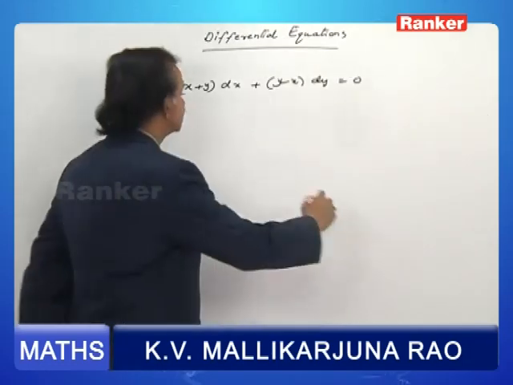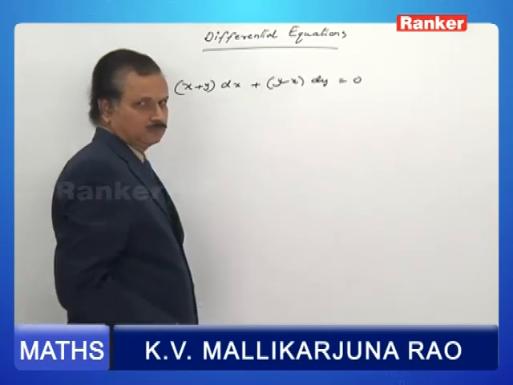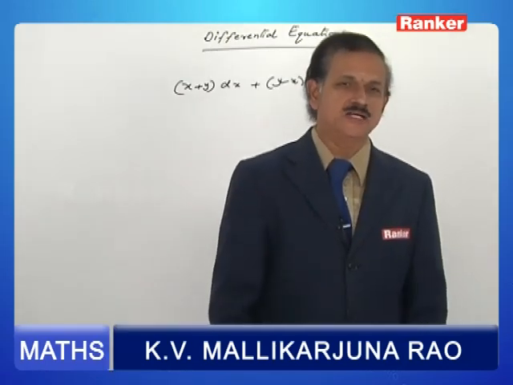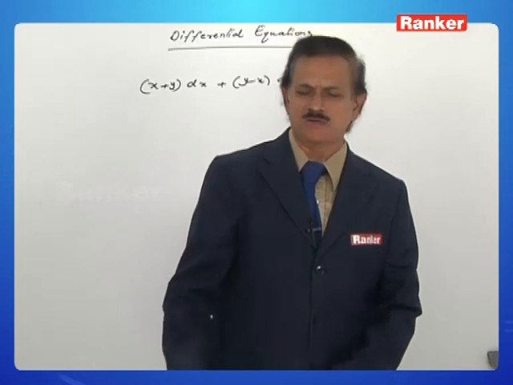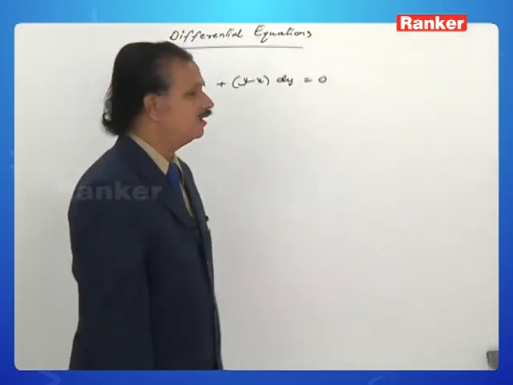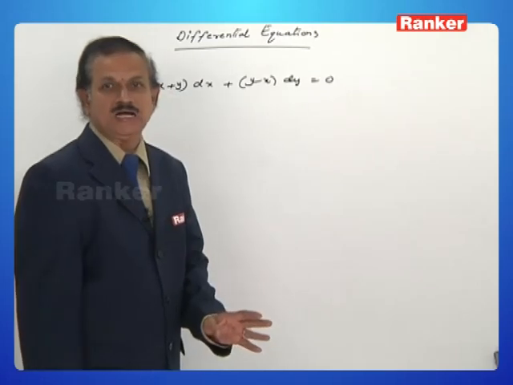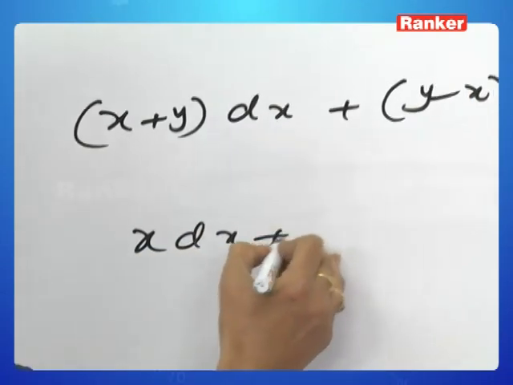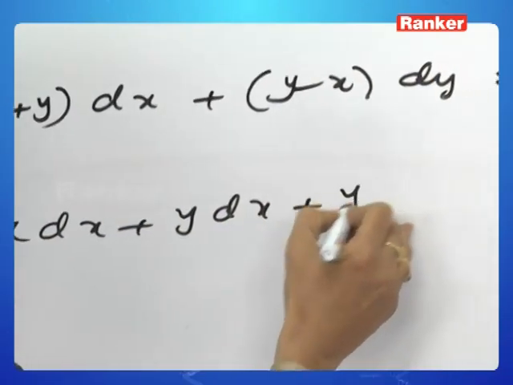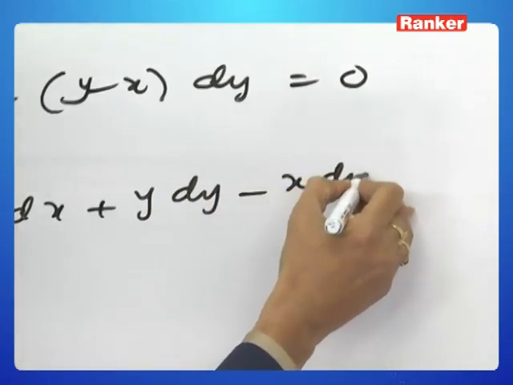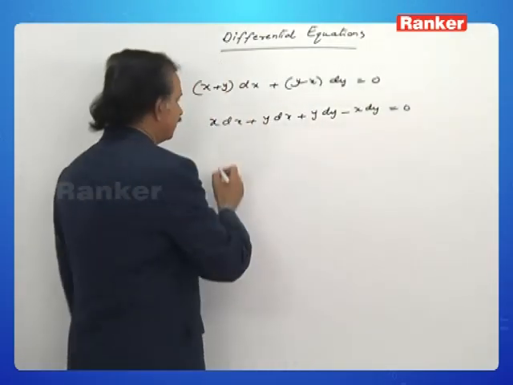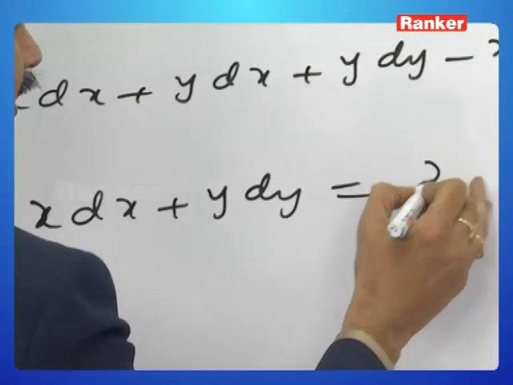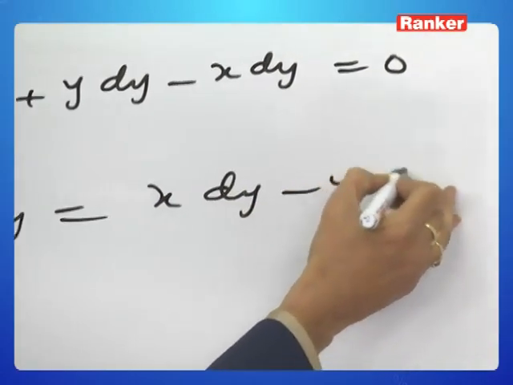Look here, here also the general solution is just required. No question of finding any other value at x equal to something or something like that. It has not been given at all. We are just supposed to have the general solution from this. Look here, x dx plus y dy minus x dy is equal to 0. From this, x dx plus y dy is equal to x dy minus y dx.